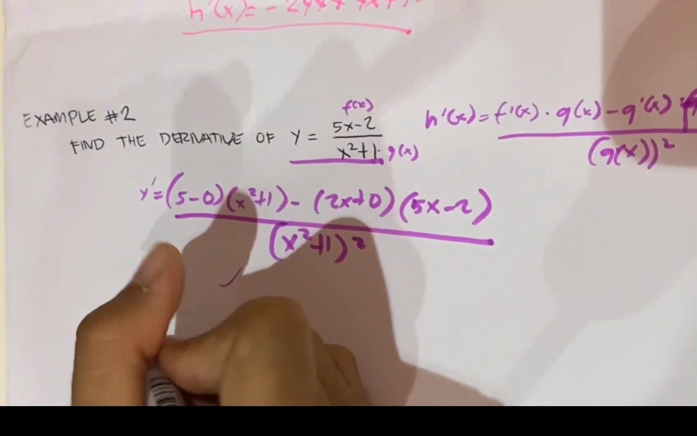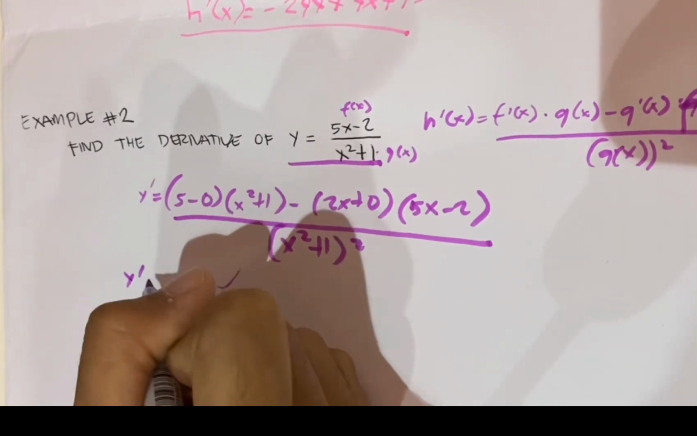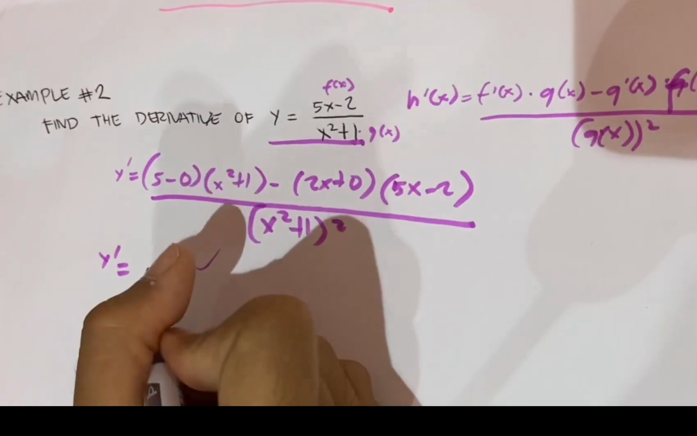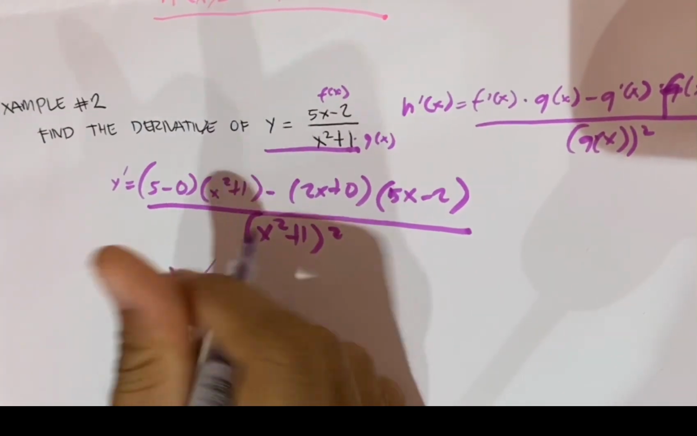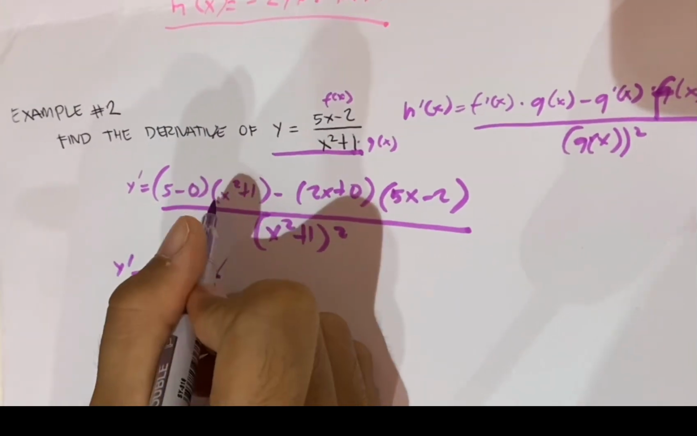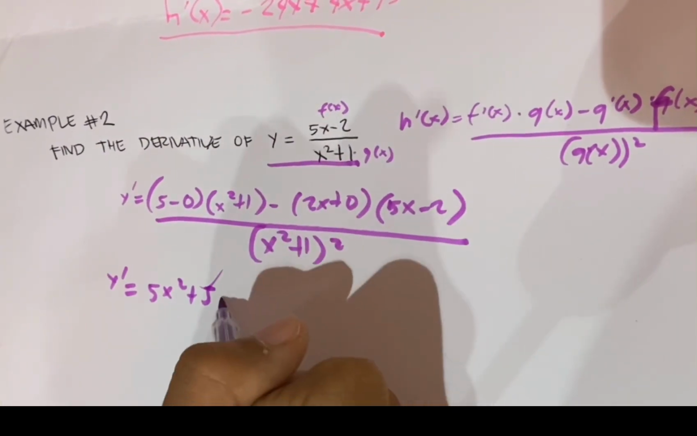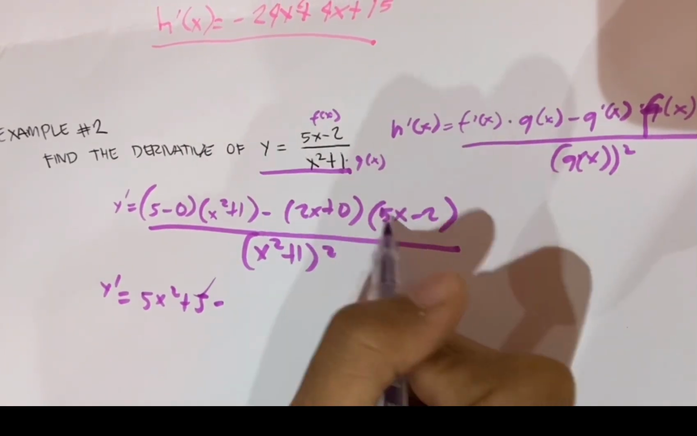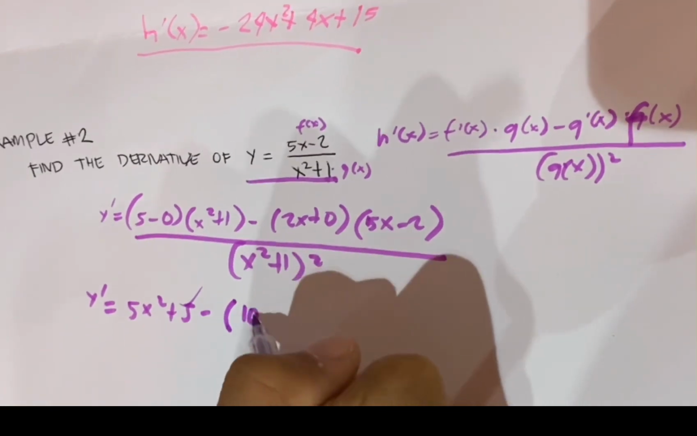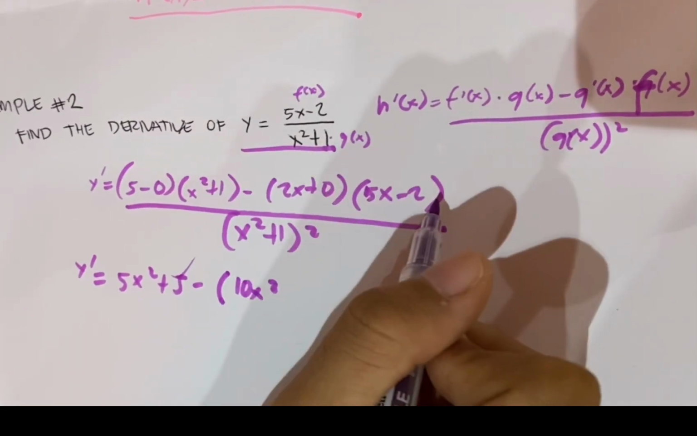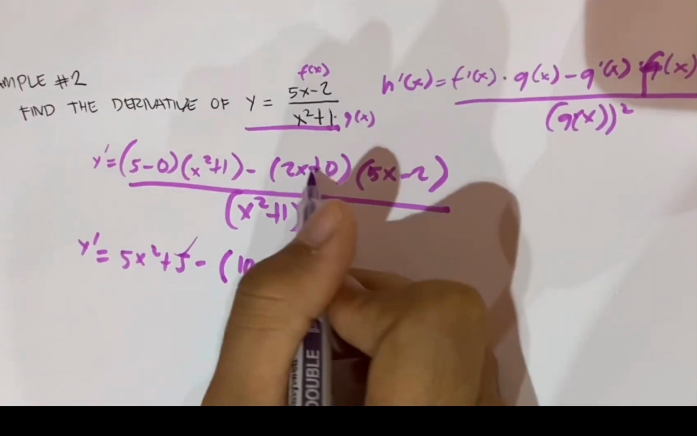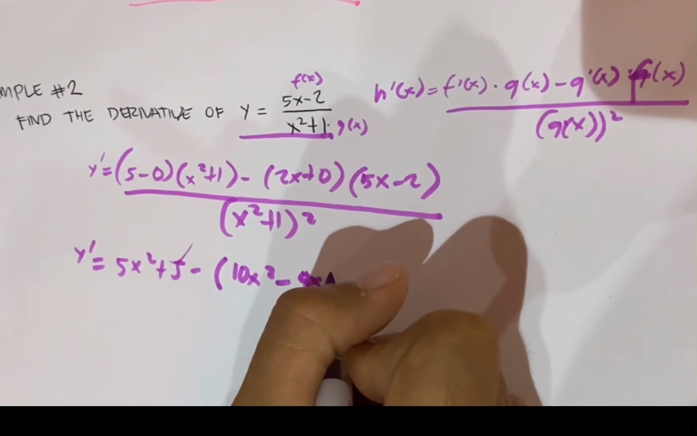And then we will simplify. So y prime is equal to, we will distribute these, so 5x squared plus 5 times 1 is equal to 5. So 0, nothing more. So next one is minus the quantity of this will be simplified. So 2x times 5x will be 10x squared. 2x times negative 2 will be negative 4x. And then 0, nothing more.